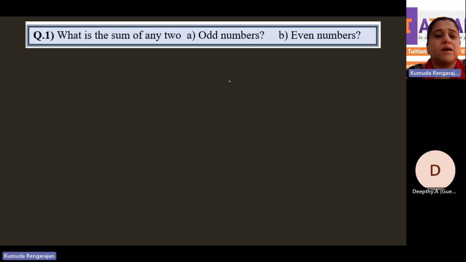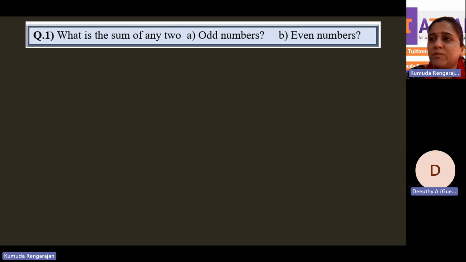What is the sum of any two odd numbers? Take two odd numbers and find their sum. Ma'am, 5 and 7, answer will be 12. What is the sum of two odd numbers? 5 plus 7 is 12. And is 12 even or odd? Ma'am, even.